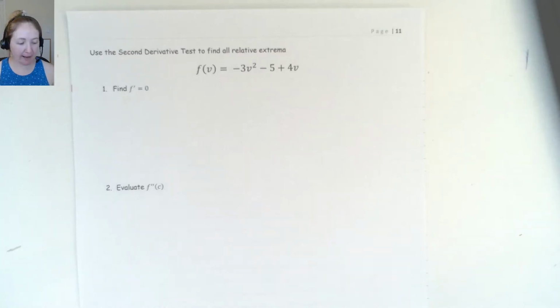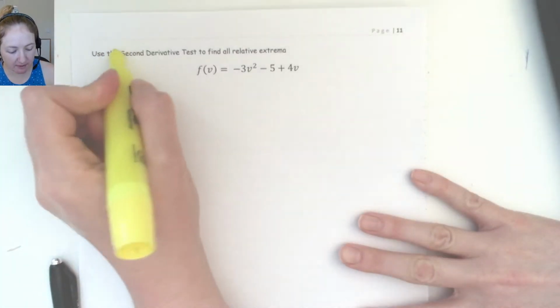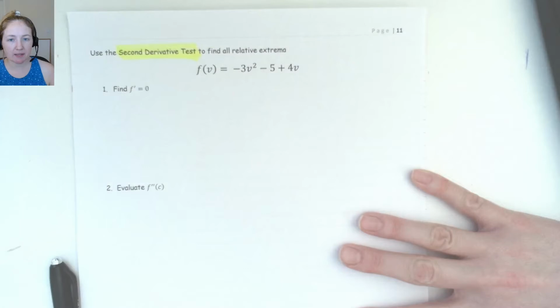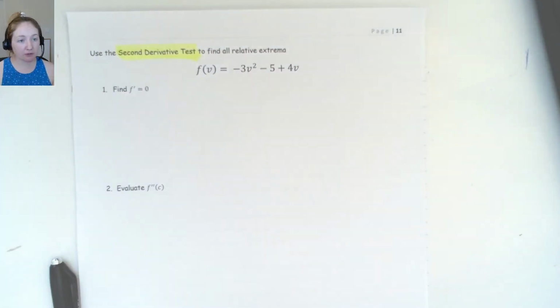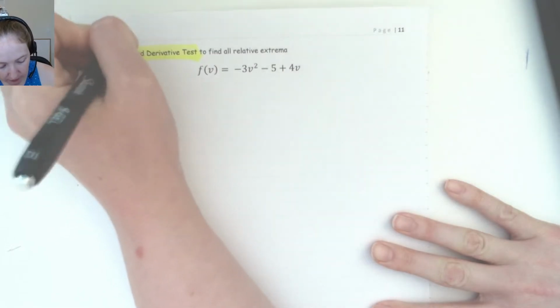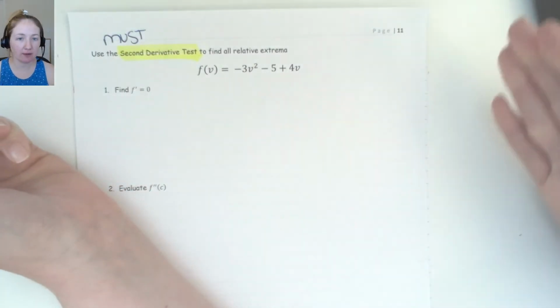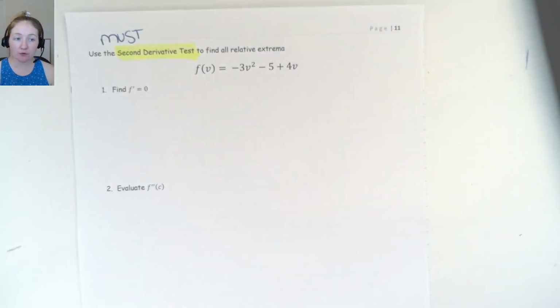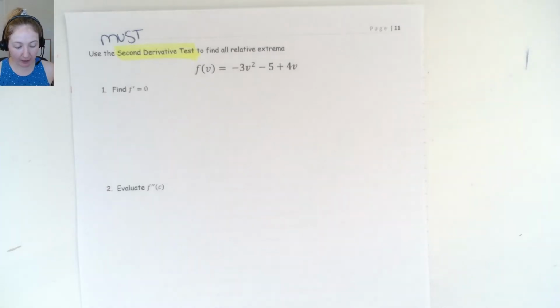All right, so here we are asked specifically to use the second derivative test to find the extrema. And if this appears on your test, I will be very clear that you must use the second derivative test to find the relative extrema. So yes, we have the first derivative test, but if I put this on your test, then I'll be really clear and say you must use the second derivative test. Okay, so how are we going to do this?